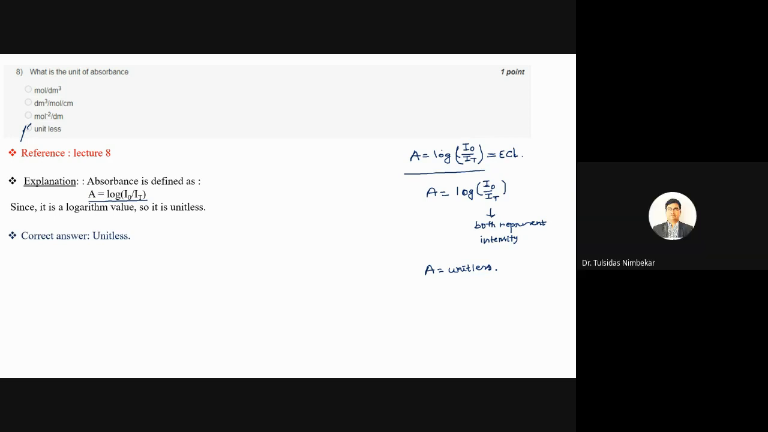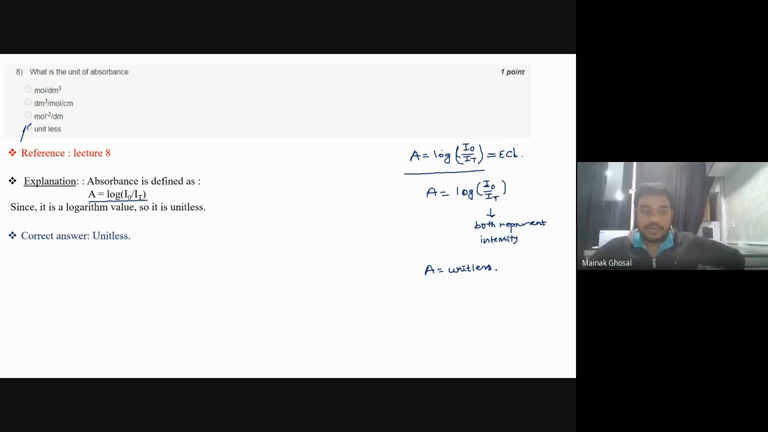That means absorbance is unitless, yes? Absorbance is unitless. Exactly. It is just a number.